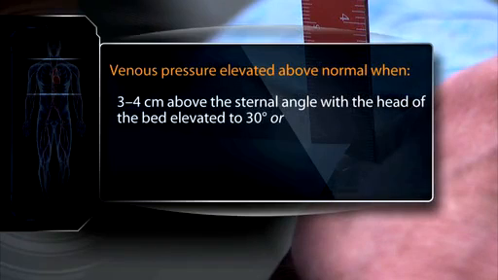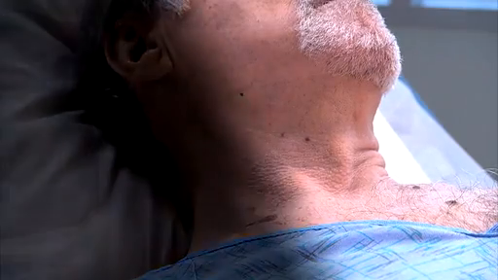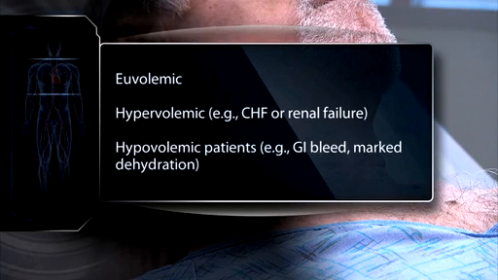Venous pressure is elevated above normal when it measures at greater than 3 to 4 centimeters above the sternal angle, with the bed elevated to 30 degrees, or more than 7 to 8 centimeters in total distance above the right atrium. These steps allow you to make an accurate measurement of the JVP that is important for assessing the intravascular volume status in euvolemic, hypervolemic, or hypovolemic patients. In hypervolemic patients, the JVP can be as high as the angle of the jaw. In hypovolemic patients, the JVP may be below the sternal angle.